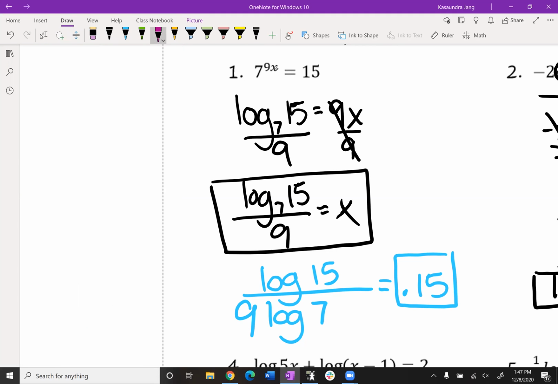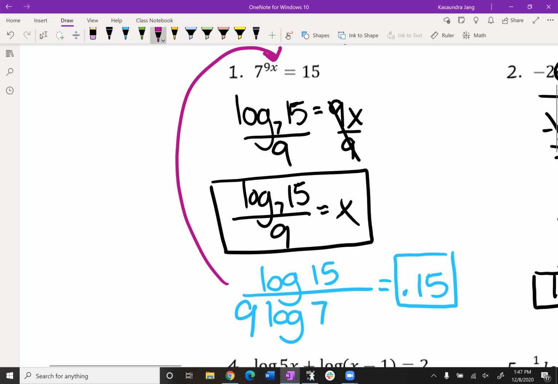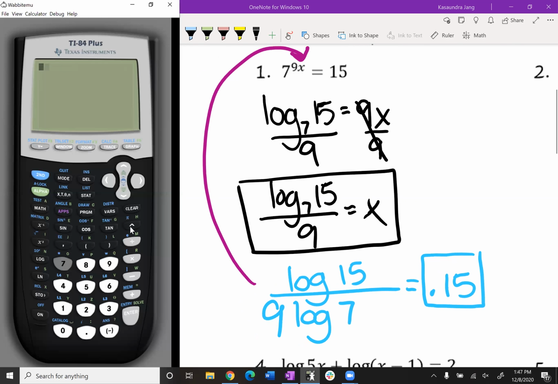All right, so this whole messy fraction is getting plugged in for this x. So I'm going to get 7 raised to the 9 times x. And I'm going to replace the x with this really messy fraction. I'm replacing it with like a log of 15 divided by, and then in the parentheses, the 9 times log of 7.